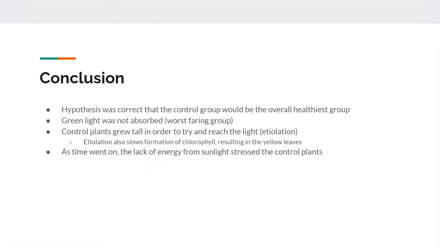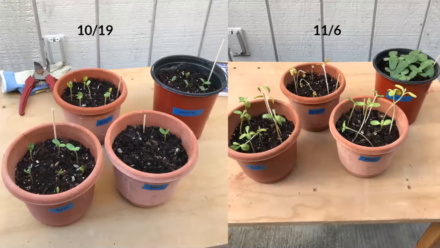Ultimately, my hypothesis was correct that the control group would be the overall healthiest group. And of course, the green light group was the worst faring group because green light is not really absorbed by plants. So the green treatment group pretty much died really fast. And then the treatment plants also grew really tall, as we can see, especially here. They grew really tall in order to try to reach the light because in the boxes they weren't getting adequate light.